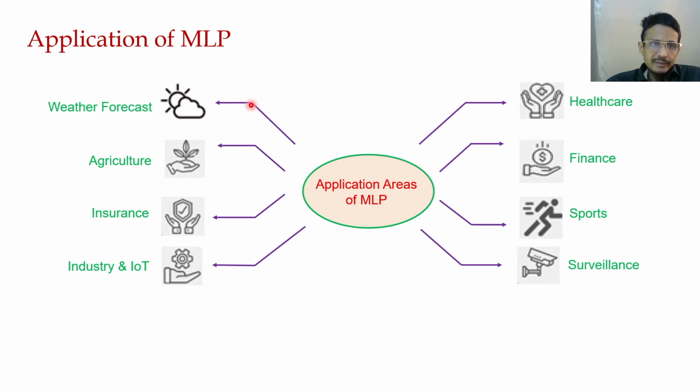Now let's look at the application areas. As I said earlier, the application area is huge. I put some very important areas, but it's not limited to these: weather forecast, agriculture, insurance, industry and IoT, healthcare, finance, sports, urban. Everywhere the MLP is very prominent nowadays. A lot of domains and subdomains come under the multi-layer perceptron.